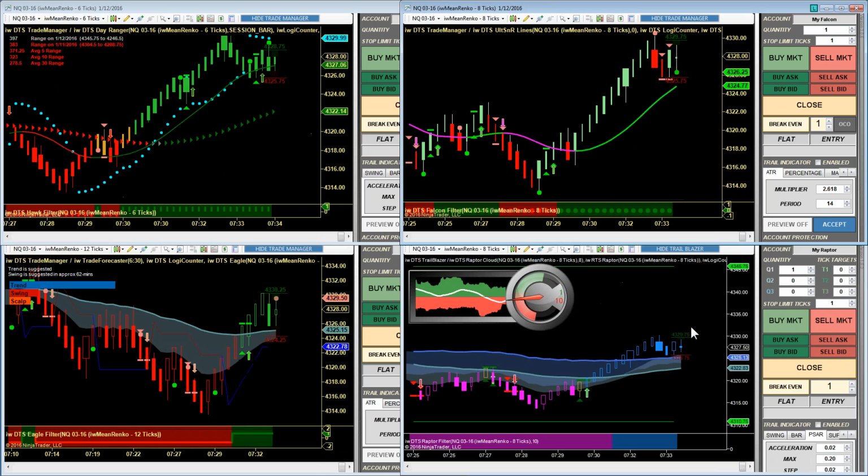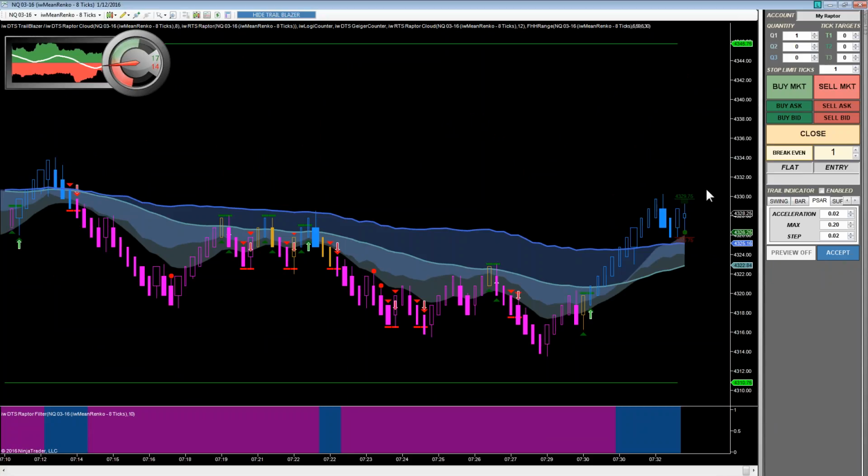We're getting a Raptor signal too. Yeah, the Raptor is also producing a signal. So we've got the warning dot anyways. It keeps flashing here, flashing and disappearing. The makings of a cloud crossover.